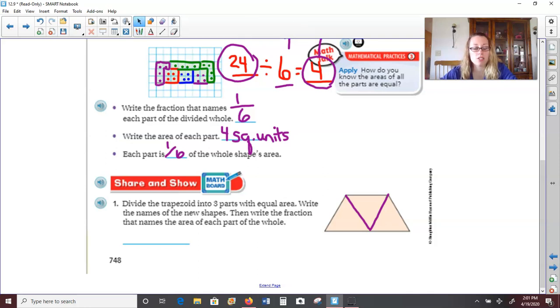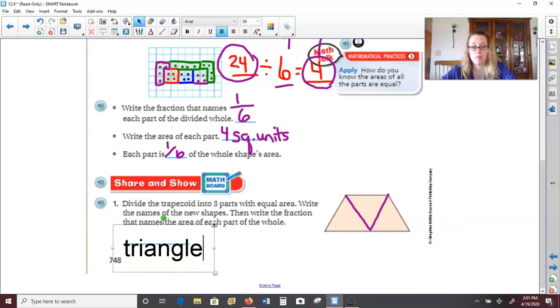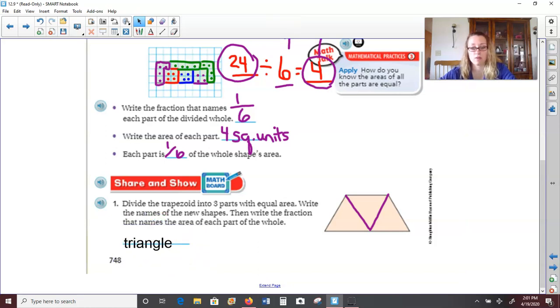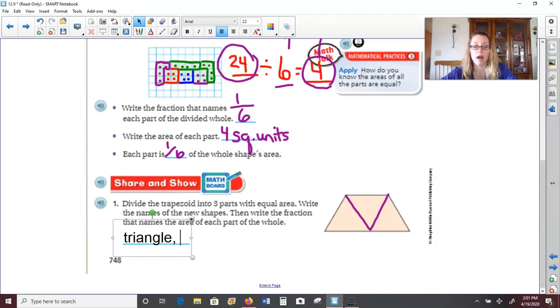So each part of the trapezoid that I just made is now a triangle shape because it has 3 sides, 3 angles. So that would be the name of the new shape that we created. And then we need to write a fraction for what each part represents. Each triangle is representing 1/3 of the whole entire trapezoid because there are 3 triangles and they would each represent 1/3 of the whole shape.